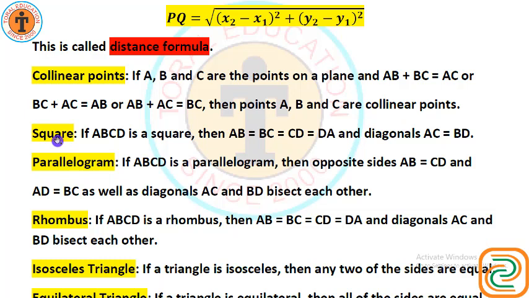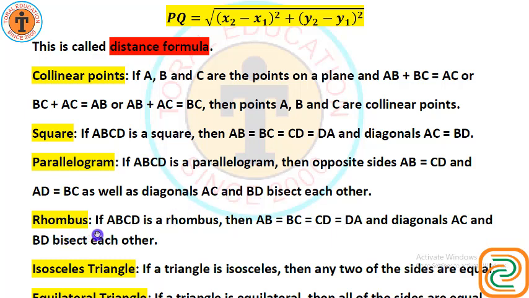Then square. We know that ABCD is a square. Then AB equals to BC equals to CD equals to DA, and also diagonals AC and BD are equal. We need to find out distances between these points. If they are equal and diagonals are equal, then this is a square. Parallelogram. If ABCD is a parallelogram, then opposite sides AB equals to CD and AD equals to BC. These are opposite sides. As well as diagonals AC and BD bisect each other. Diagonals bisect each other. That means diagonals have 2 equal parts.